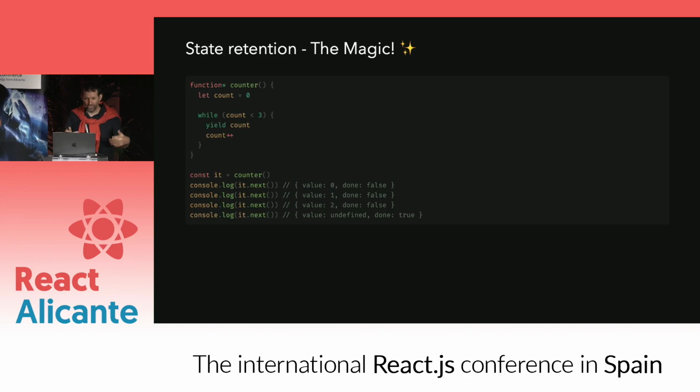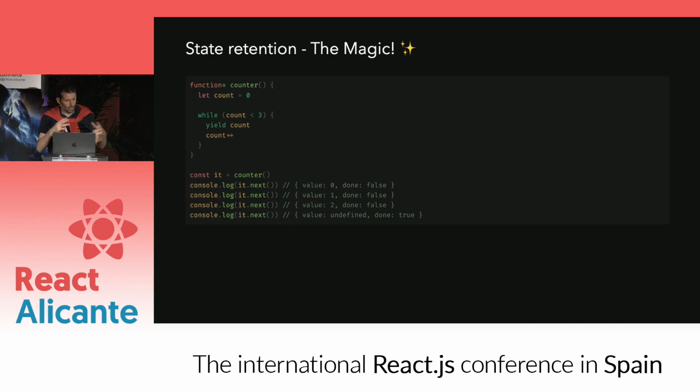And we can also see that this is a very special ability of generators: pausing the function and yielding the control of the JavaScript loop back to the caller. Then the caller can do whatever it wants, and when it wants, the caller has the ability to call next again, to give the control of the execution loop back to the generator function.